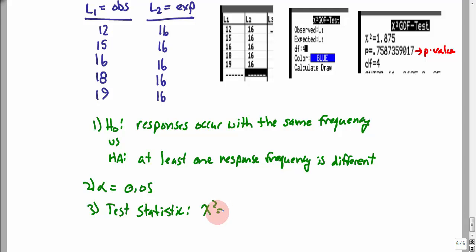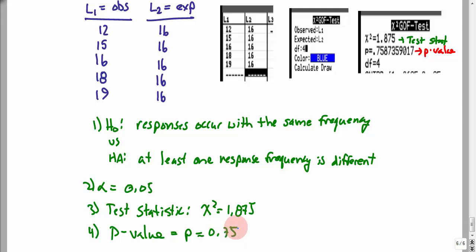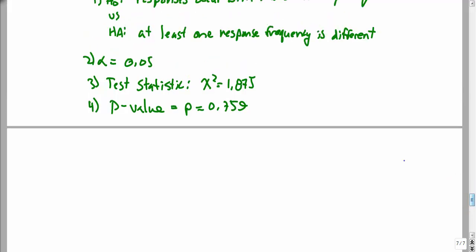Step 3 is my test statistic, and that's chi-squared equals 1.875. This is my test stat. Step 4 would be my p-value, and that's p is equal to 0.759. And then we'll go ahead and make some sort of a decision.